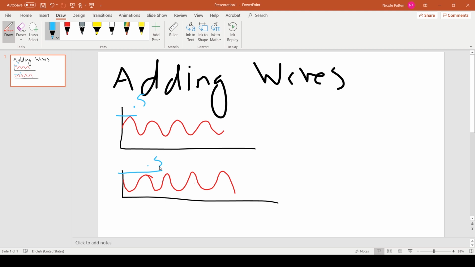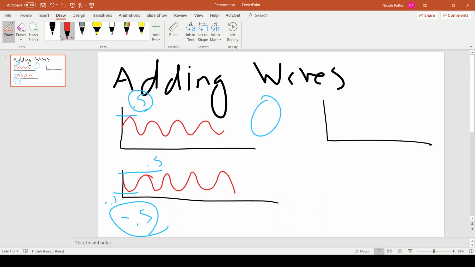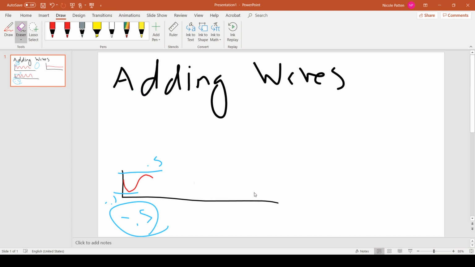So when you add this negative 0.5 down here to this positive 0.5, negative 0.5 plus positive 0.5 is 0. So this wave comes out to be, when you add it together, a flat line because everything cancels out. It's completely out of phase. So everything cancels each other out. Okay, we can do this again. I mean, you probably have the concept by now, which is great.